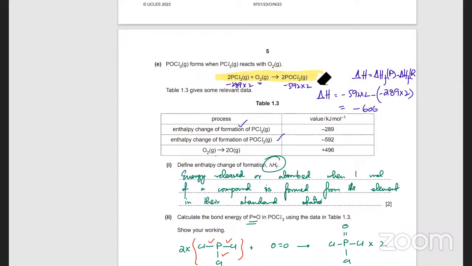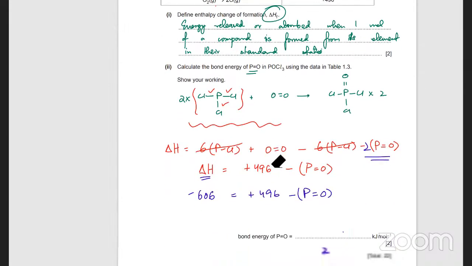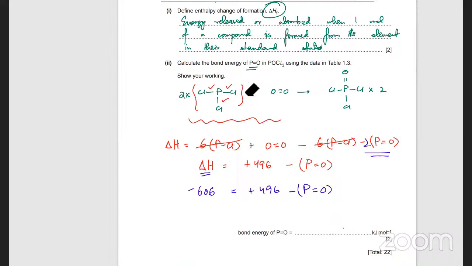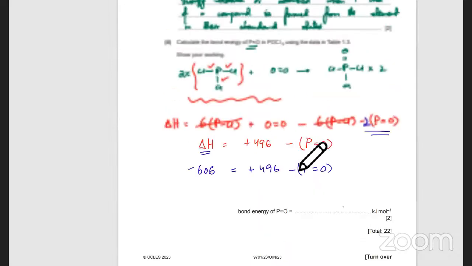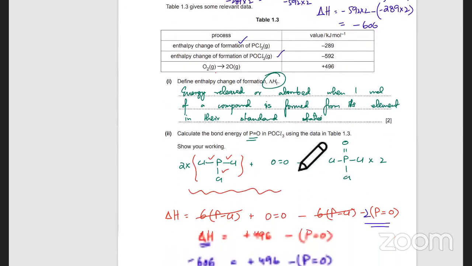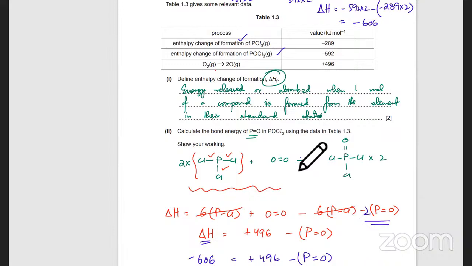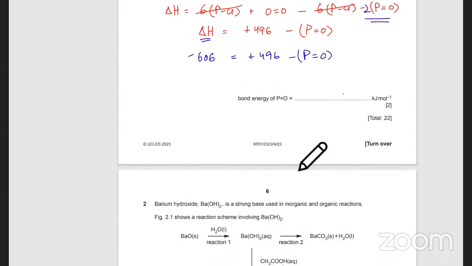You figure out the enthalpy change, and you use that enthalpy change with the other formula, which was bonds broken minus bonds formed. The enthalpy change was already calculated, which was minus 606, and even though you did not have the P-Cl bond energy, you never needed that, because it got cancelled out anyway. Clear? Overall, I think this is one of the trickiest energetics questions that I've seen recently.